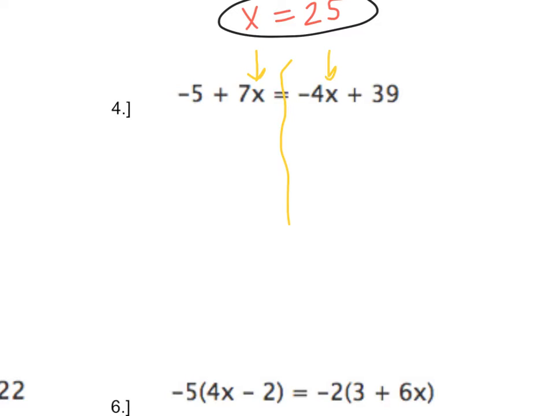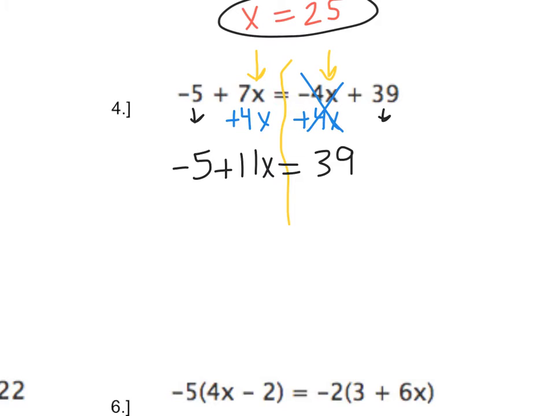Here are the variables. Our first step is to get the variables together on the same side. Use inverse operations. Since it's minus 4x, we're going to add 4x to both sides. That cancels that out and leaves us with 11x. And then bring everything down. So we have a minus 5. Right here, this is 11x, so it's a positive, or I can bring the plus sign down.